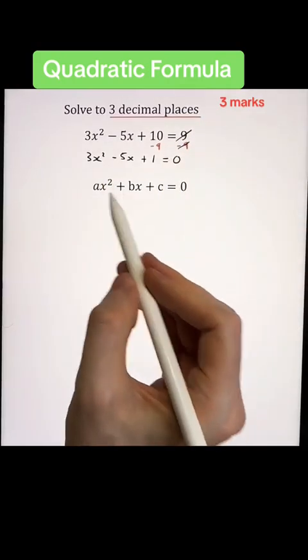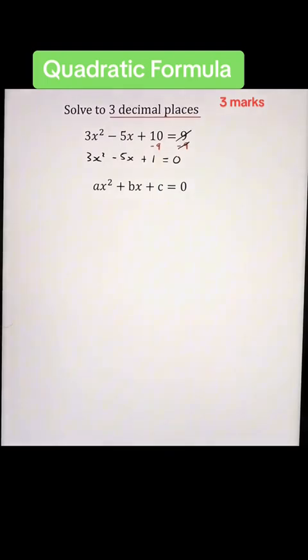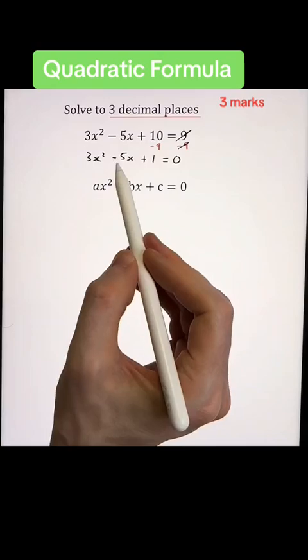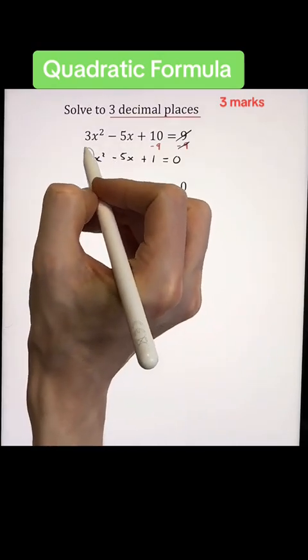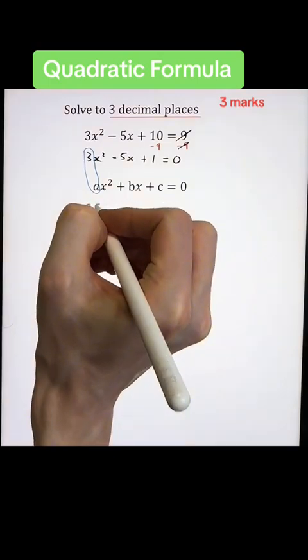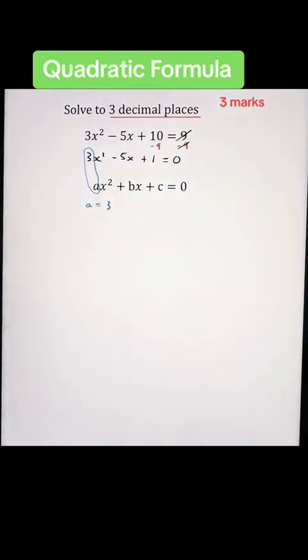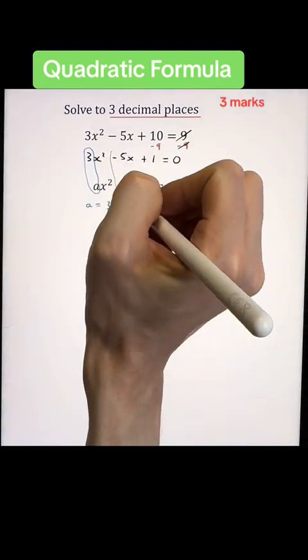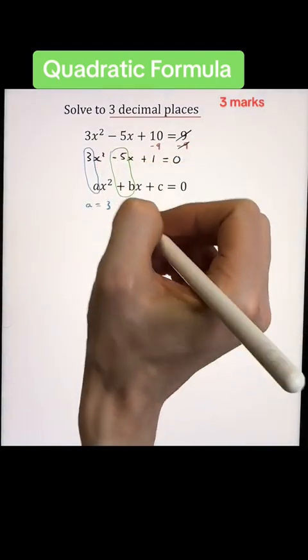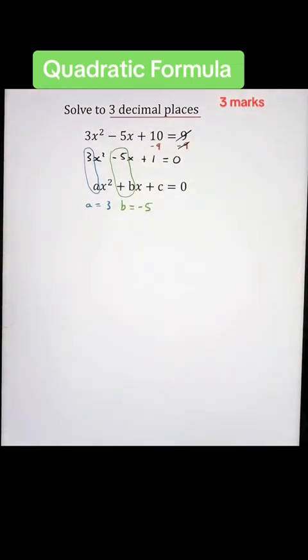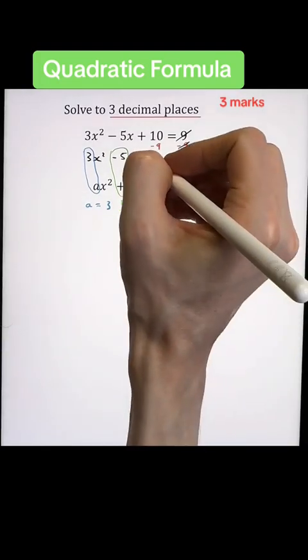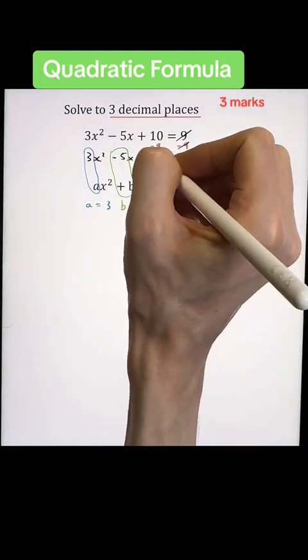Now that my quadratic is in the correct form, I can simply read off my values for a, b, and c. My value for a is the number in front of the x squared term. In this case, a equals positive 3. My value for b is the number in front of the single letter of x. In this case, b equals negative 5. You must take the sign. And my value for c, in this case, is my number term, positive 1.